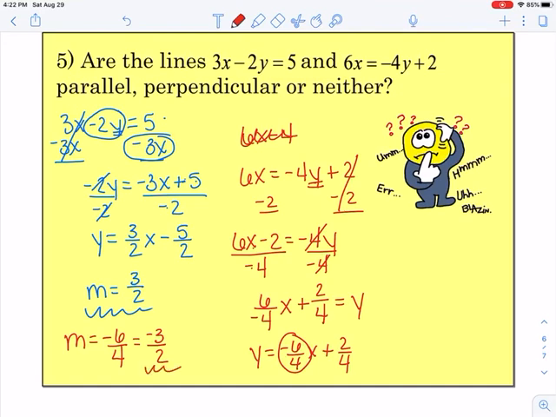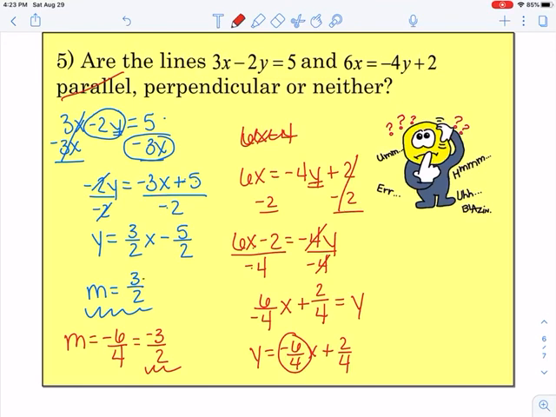Okay, so parallel lines have equal slopes. So I have 3 over 2 and negative 3 over 2. A negative number can never equal a positive number. They're not parallel. Perpendicular lines have negative reciprocal slopes. That means one has to be negative and one has to be positive. I do have that. I have a positive 3 over 2 and a negative 3 over 2. So I do have the negative part, but now are they the flip of each other?